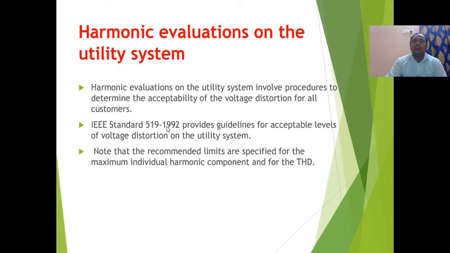Next one is harmonic evaluation on the utility system. Harmonic evaluation on the utility system involves procedures to determine the acceptability of the voltage distortion for all customers. IEEE standard 519-1992 provides guidelines for acceptable levels of voltage distortion on the utility system. Note that recommended limits are specified for the maximum individual harmonic component and for the THD, total harmonic distortion.